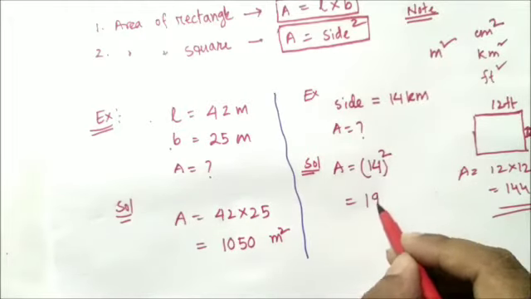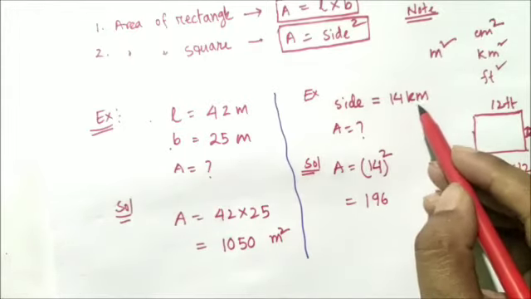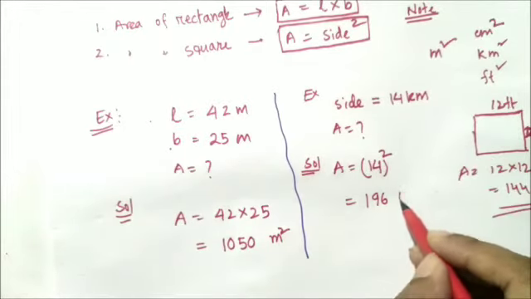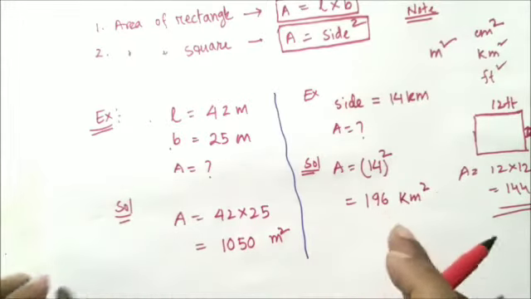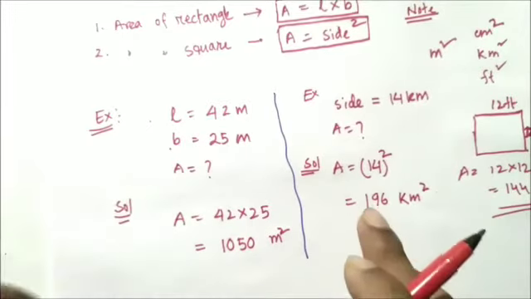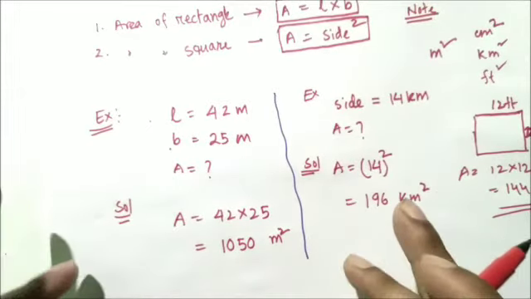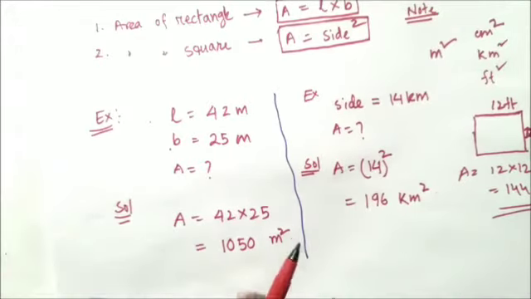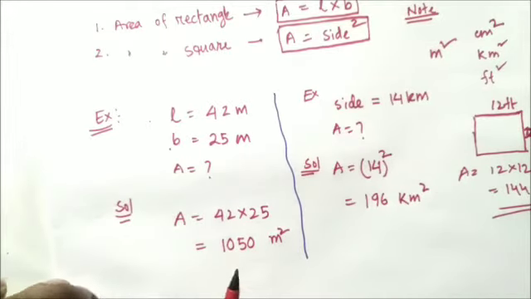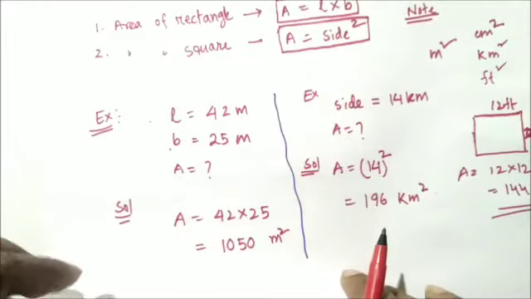14 square is 196. And you see the unit is kilometer, so we will use square kilometer. That's it. So these are two basic examples. You may find it funny that in class 7 I am discussing these two examples, but it is the basic concept, and not all students are aware of these things. That's why we discuss this.